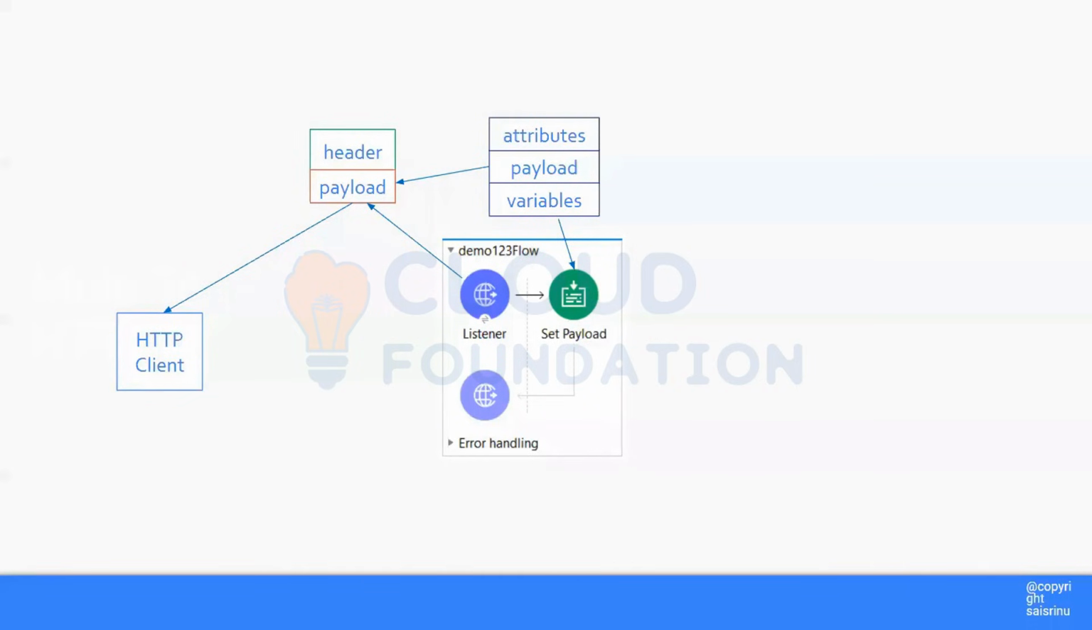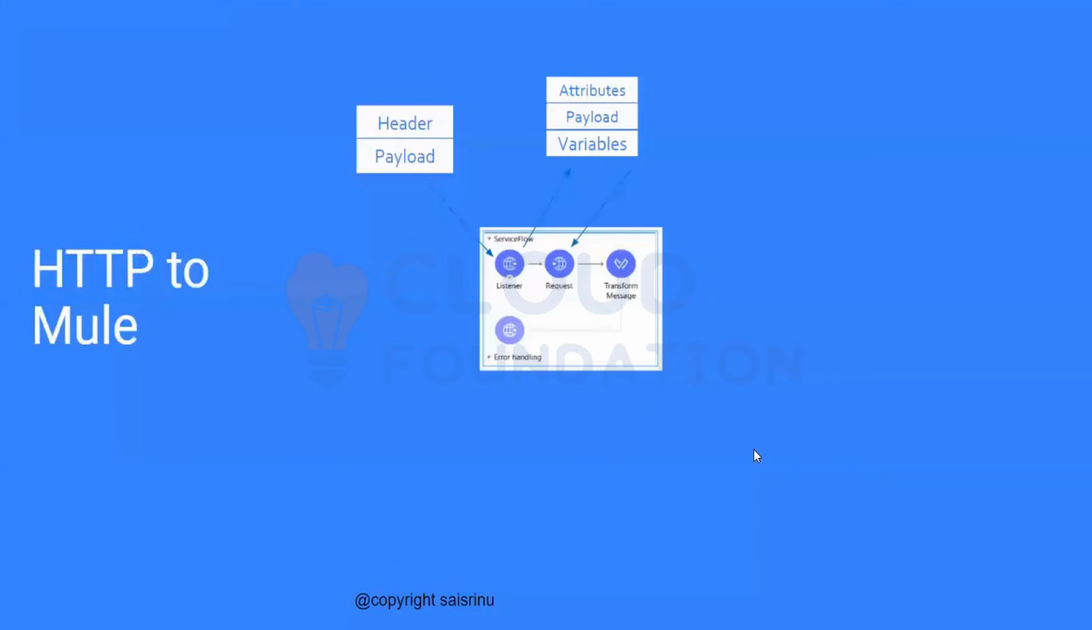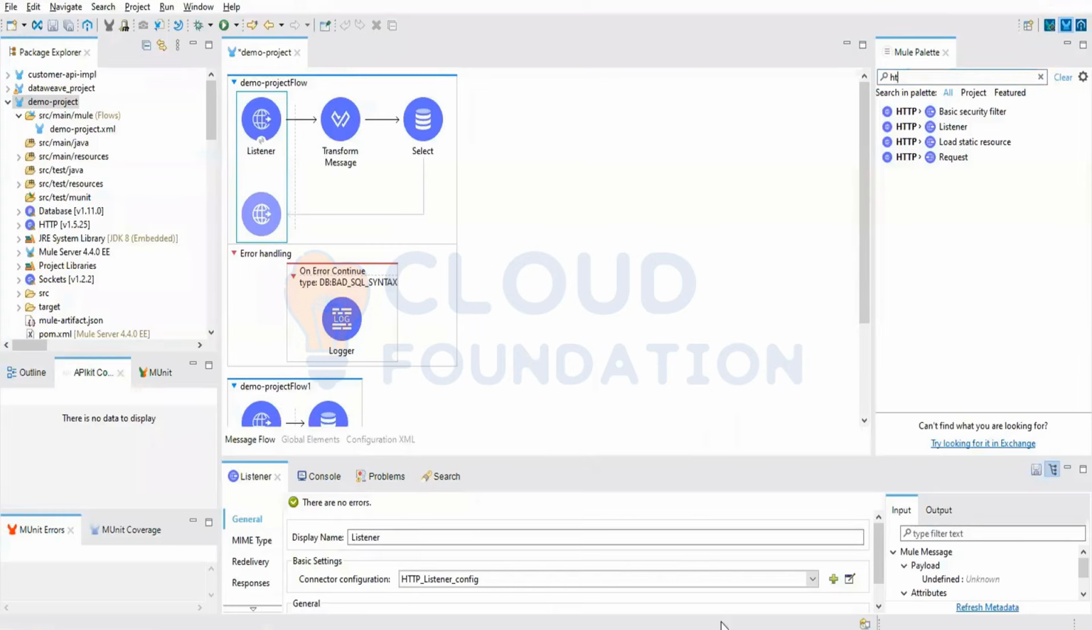Let's see. As you see the script request, the new limit contains 3 parts. Let me show the new limit. The first part is attributes, then payload and variables. This new limit will flow from processor to processor inside your new flow, because here in the flow I have two processors, right?